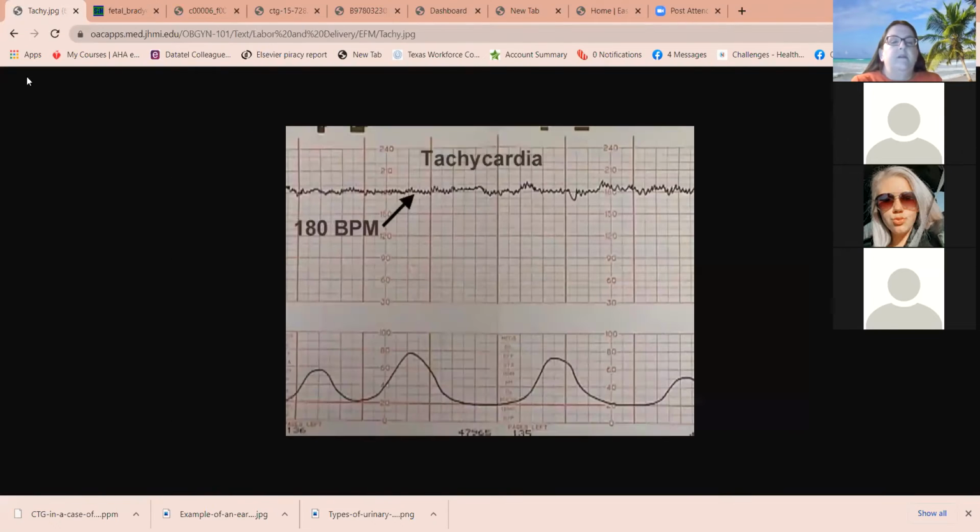All right. Now let's look at the next one. Let's look at the contractions first. How far apart are these contractions? Like 1 to 1.5. They're pretty close together. How long are they lasting?